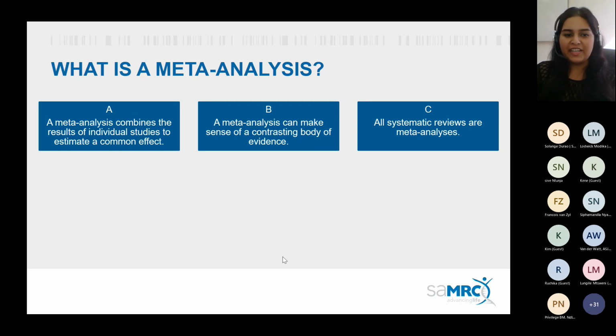So our first statement A is a meta-analysis combines the results of individual studies to estimate a common effect. B, a meta-analysis can make sense of a contrasting body of evidence. Or C, all systematic reviews are meta-analyses. So just type into the chat A, B, or C, which statement you think is true.